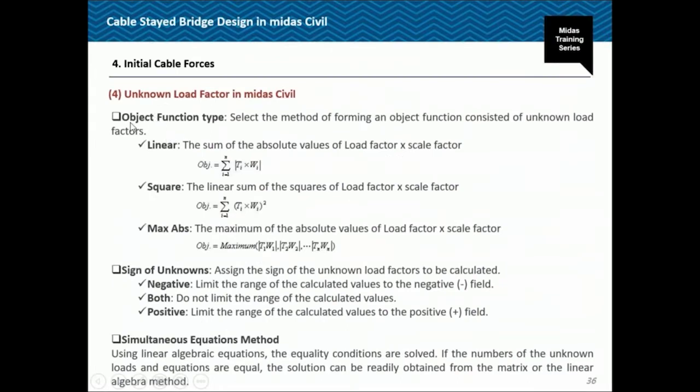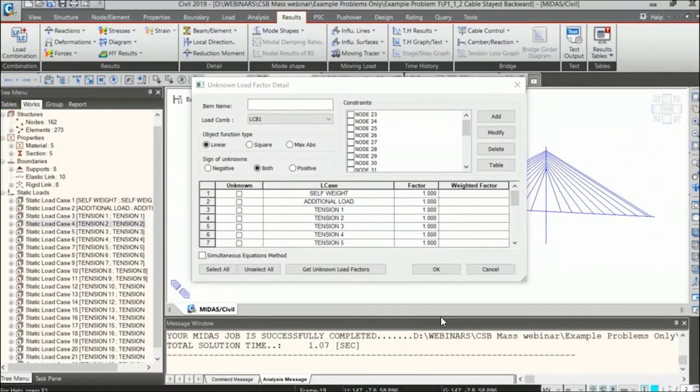First it will form the objective function types. There are different types of objective function. It can be linear, square, or maximum absolute. Generally people can use linear, square or max absolute, where the results wouldn't differ much, but sometimes one of them would lead to more economical pretensions, so you need to check them. And the sign of unknowns, the cable pretensions, can be negative, positive or both, so you can select. So let's go to the program.